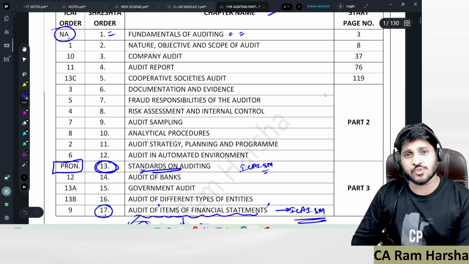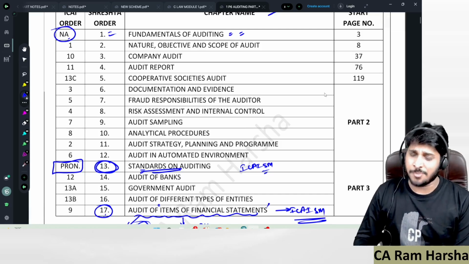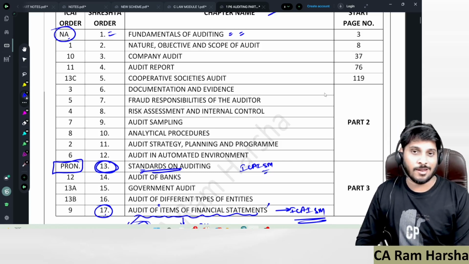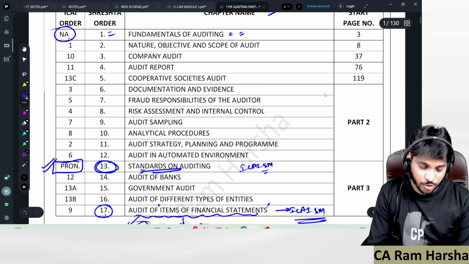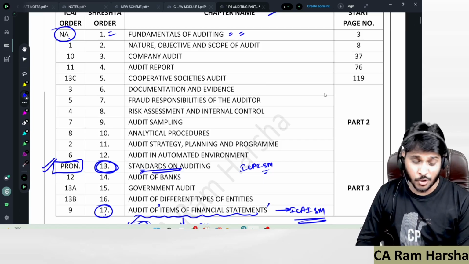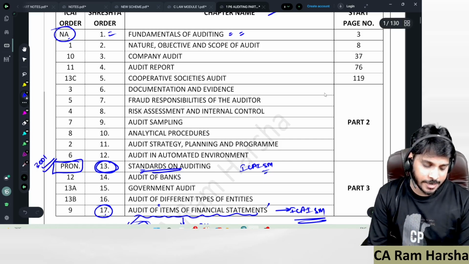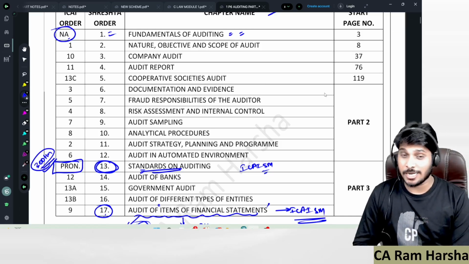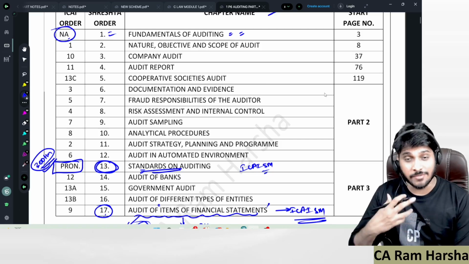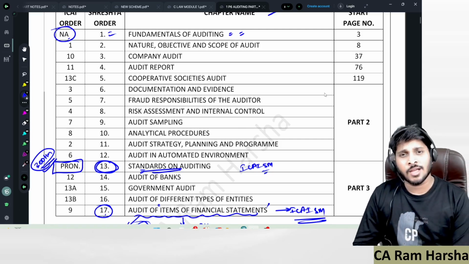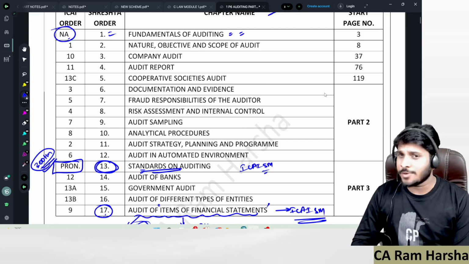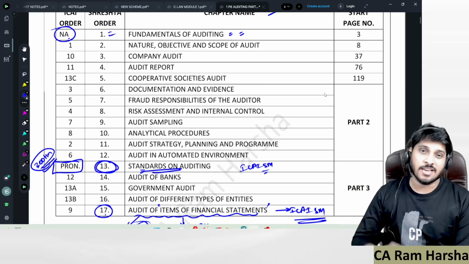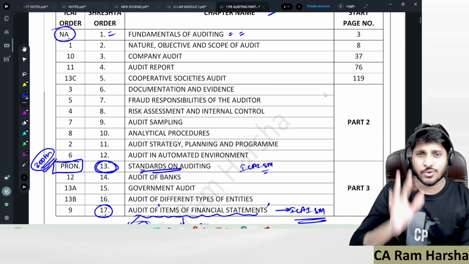PRON means pronouncements book. Is it possible to read pronouncements? Is it possible to explain pronouncements? Not at all. If at all I have to explain the entire pronouncement book also, I need totally 300 hours. 300 hours for CA inter audit alone. Totally 300 to 400 hours it will take if I have to explain full pronouncements as well. Nobody will do that. And in fact, at CA inter level, you will not at all get questions from pronouncement.